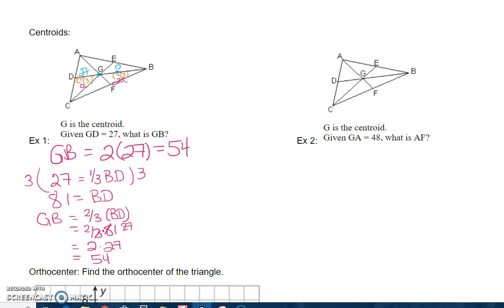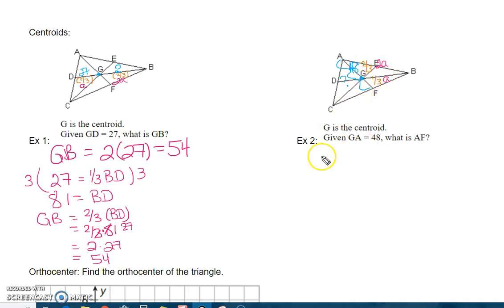Okay, example 2. Again, we have G as the centroid, and we're given GA is 48. And I want to know what the whole length of the median is. What's AF? Okay, well again, I know that GF is supposed to be 1/3 of the length, and 48 is 2/3 of the length. And I also know that if 48 represents 2 times the amount, then my GF should be half that amount.